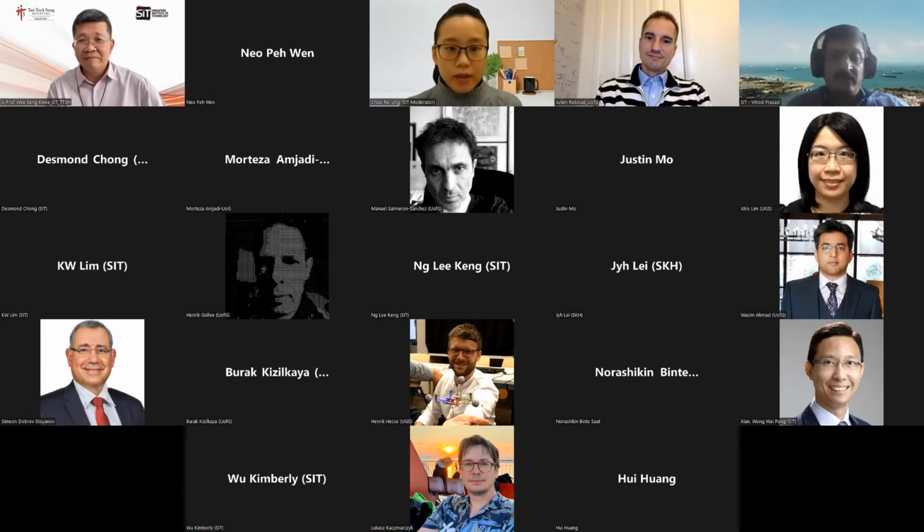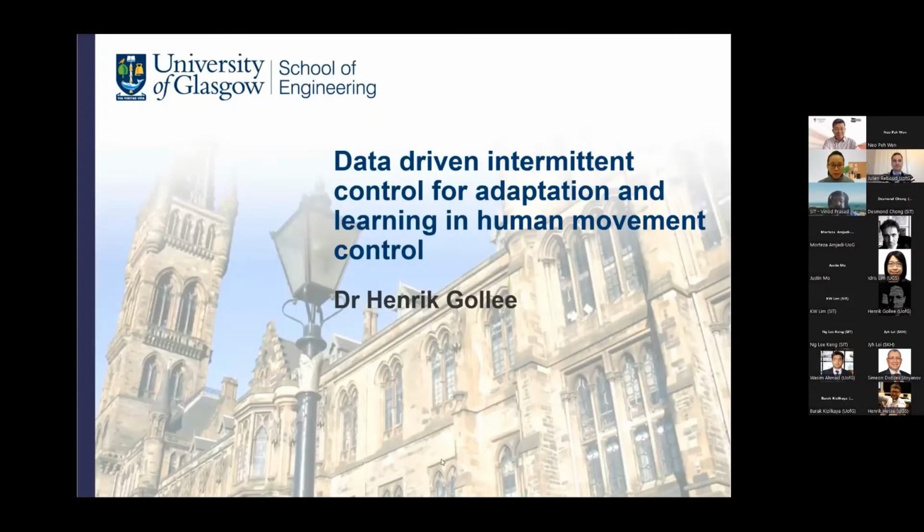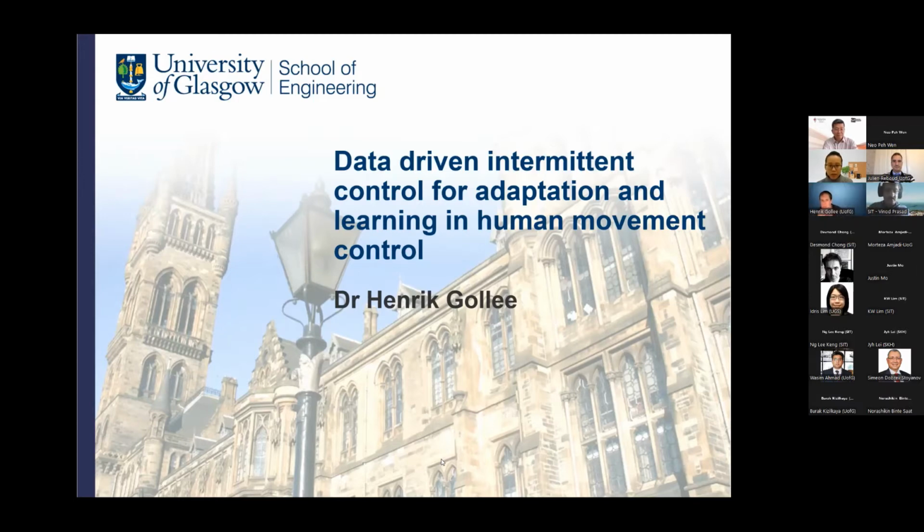So Henrik is a senior lecturer with the James Watt School of Engineering, University of Glasgow. His research interests are in the use of control engineering methods to understand how humans control their movements, how they learn, and how they adapt to changing conditions. He is particularly interested in using this understanding to develop assistive and rehabilitation methods for people with neurological impairments. His presentation topic today is Data-Driven Intermittent Control for Adaptation and Learning in Human Movement Control. Over to you, Henrik.